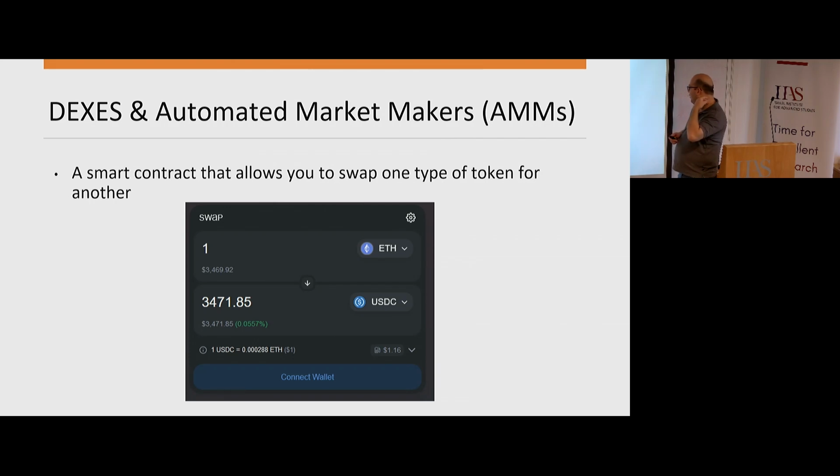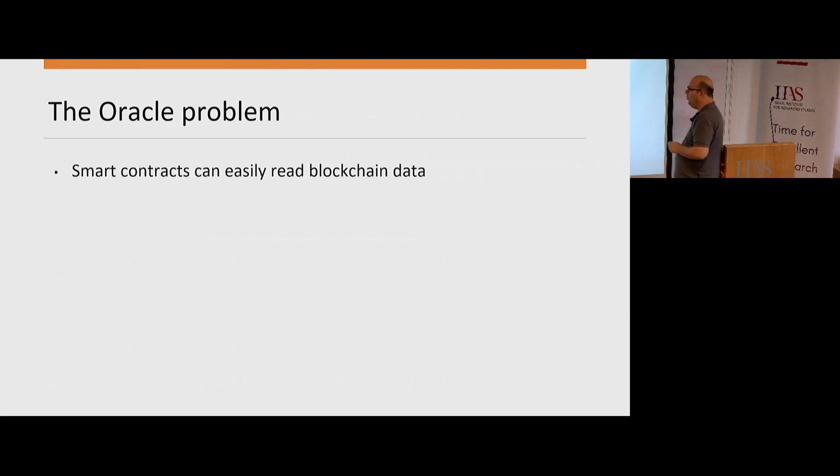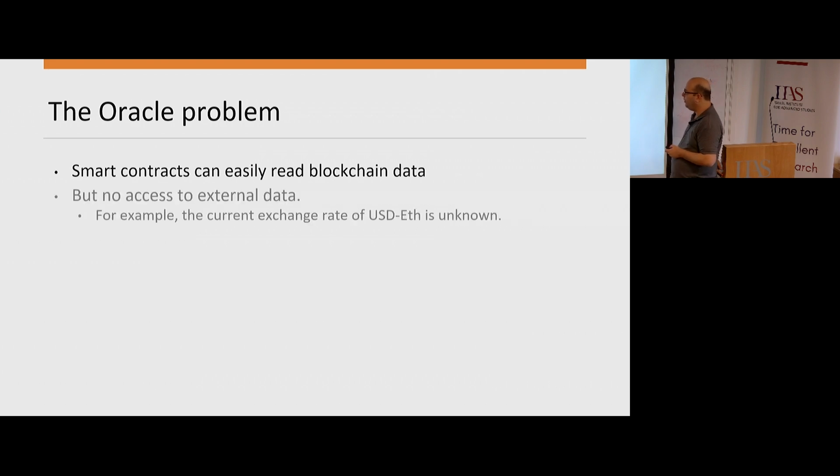Now I want to show you what you can build once you have this framework of smart contracts. For example, I'm going to start with the decentralized exchange, which is a smart contract that allows you to swap one type of token for another. First of all, I should go to something called the Oracle problem. The Oracle problem is, as we saw, smart contracts can read blockchain data. They can call functions. They can read variables of things on the blockchain, but they have no access to external data.